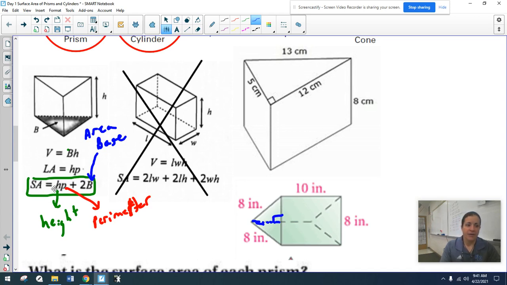So I need to do the height. Remember that the height connects the two bases. So the ones that are connecting the two bases are either this one, or this one. And they gave me that one as 8. So that is my height.